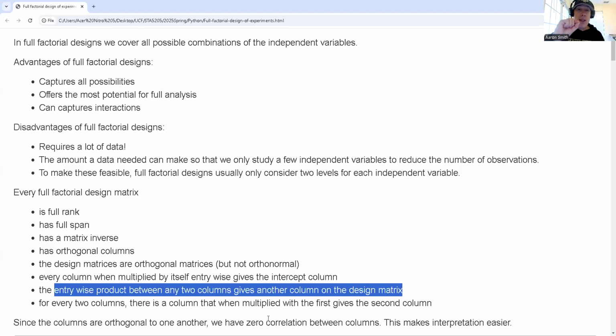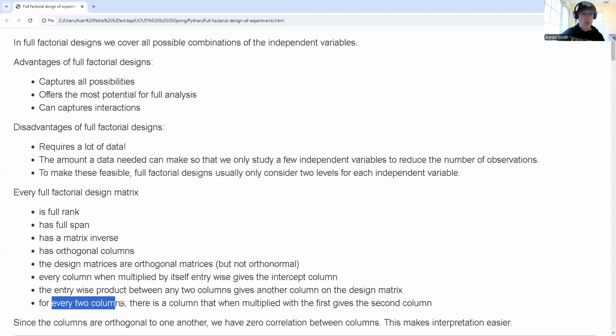Also, to take it even further, if I take any two columns, there's going to be a third column such that if I multiply the first by the third, I'll get the second 100% of the time. So that means, with a little bit of mathematics, we can show that this forms an abelian group. Well, why do we care about that? Well, that means I can invoke abstract algebra to get more powerful analysis when we start doing partial factorial analysis down the road. We'll talk about all this in a later video.